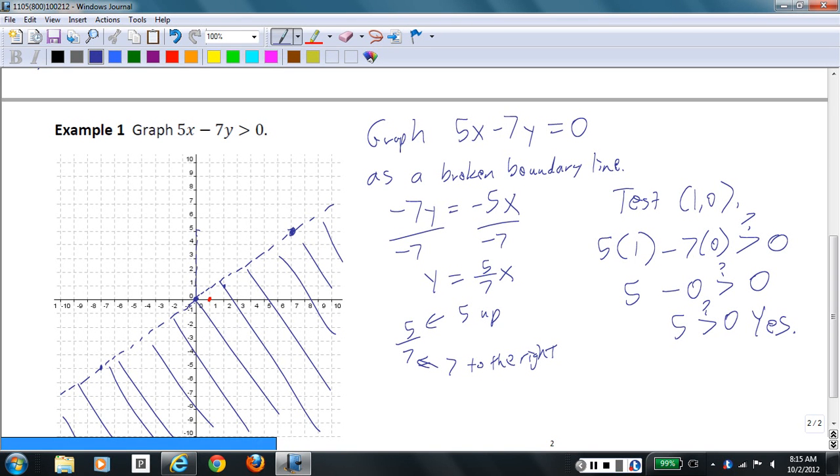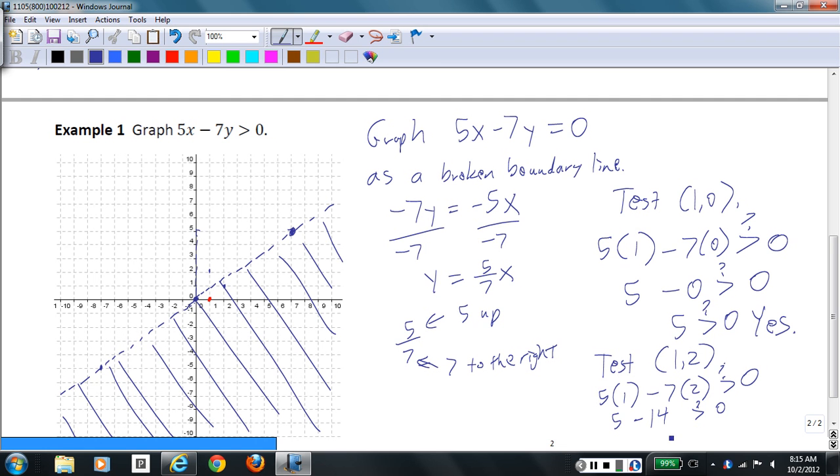1, 2. Yeah, 1, 2 is up there. Okay. If we had selected 1, 2, and we had tested it, would it have made the inequality true or false? It would have worked as a valid test point. Before choosing the test point, is there any way to predict whether it's going to make it true or false?